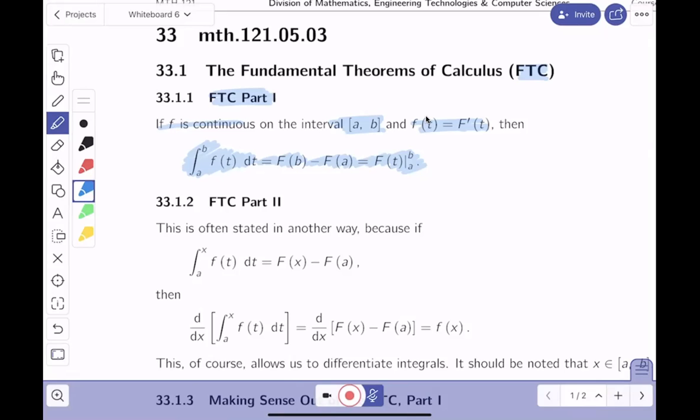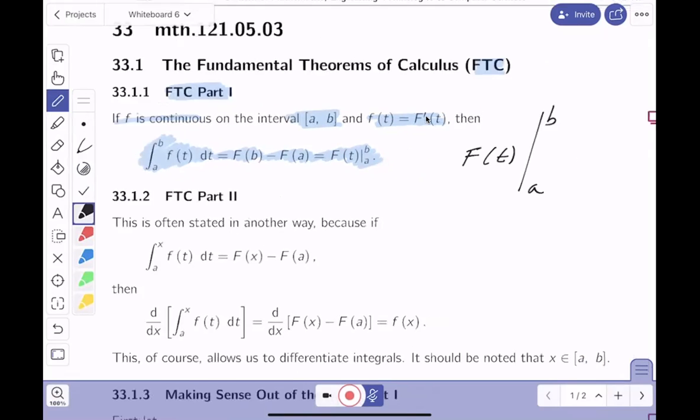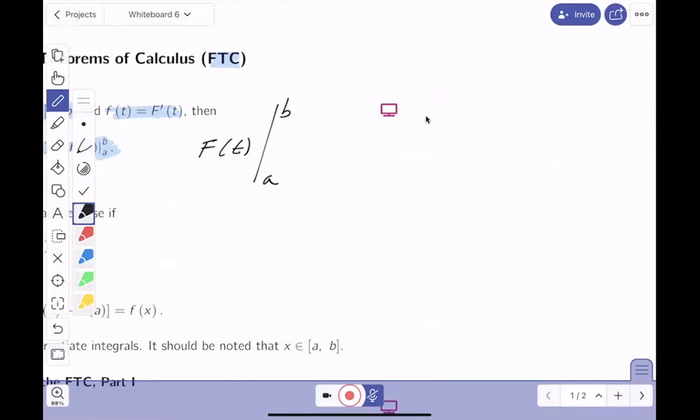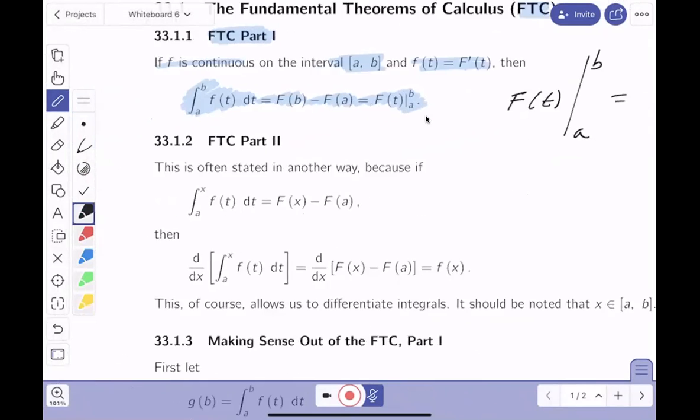Incredible. All right. I want to make a claim about this notation over here. I'll write it on the side for you. When someone writes this down over here, they write down f of t, and then they put a bar here with a and b. This is shorthand. Sorry about this. This is shorthand for F of b minus F of a. You're going to see me do that quite often, the shorthand. All right. So let's take a look.